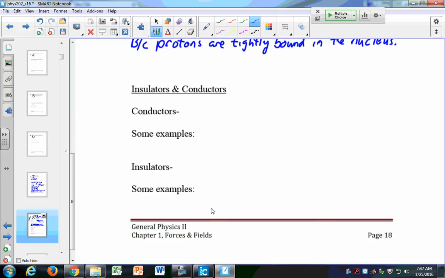Okay, so insulators and conductors. I think y'all probably know this, but just to make sure that we're all on the same page. Conductors are characterized by the fact that electrons move freely in response to other charges.